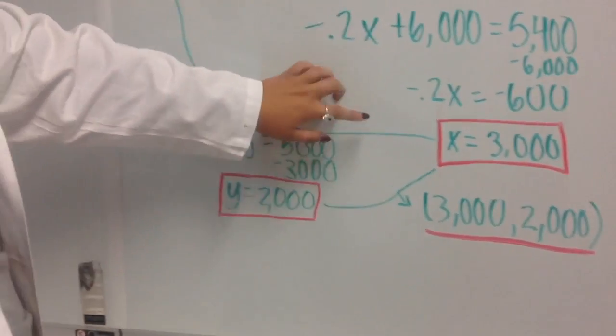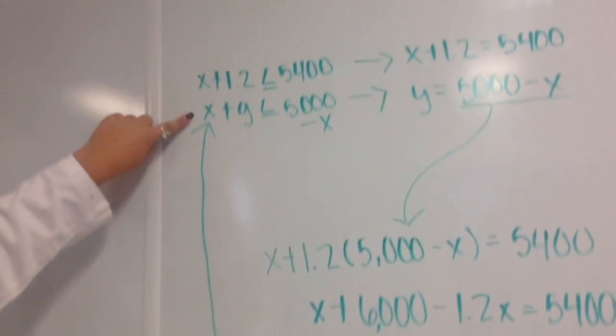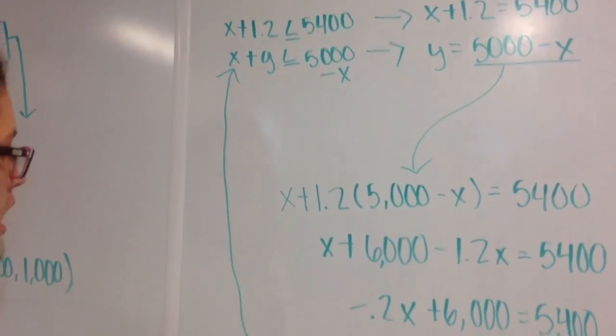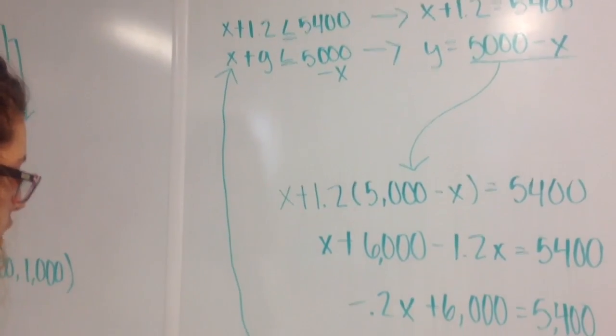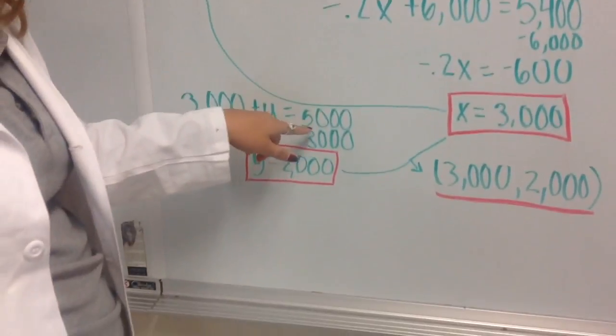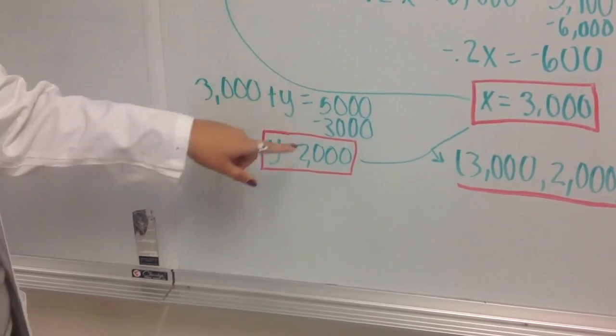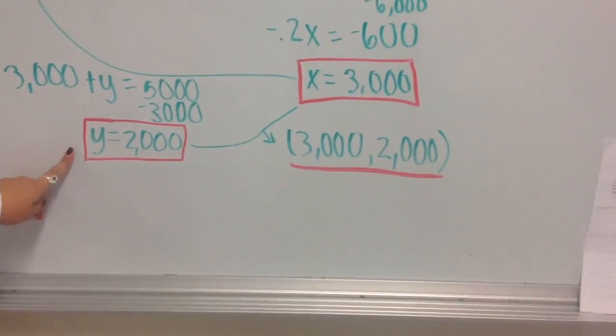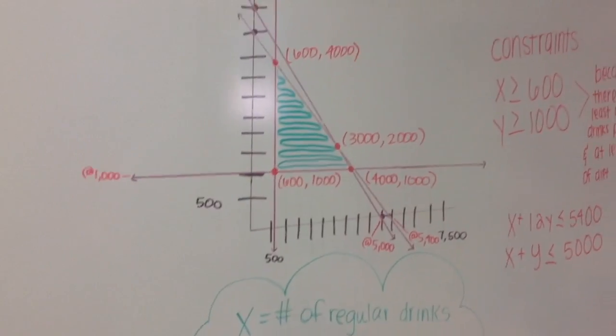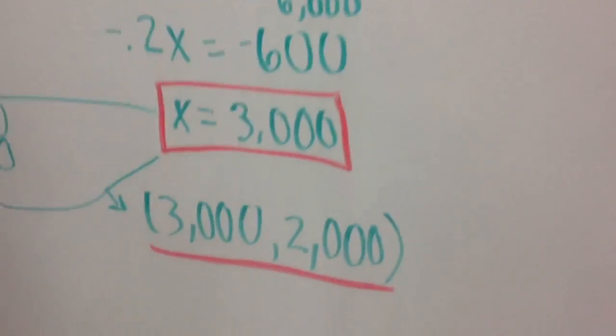And then you're going to plug that one back in. I've just plugged it into that one because that's easiest, so this equation. And you got 3,000 plus y equals 5,000. And then you subtract 3,000 and you get 2,000. So that point right there is 3,000, 2,000.